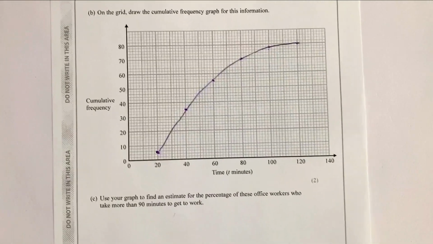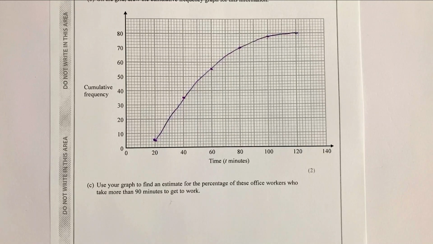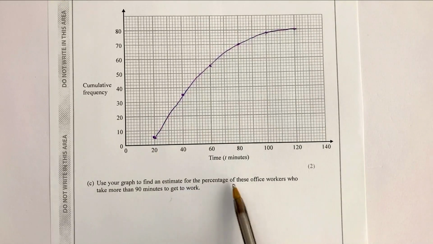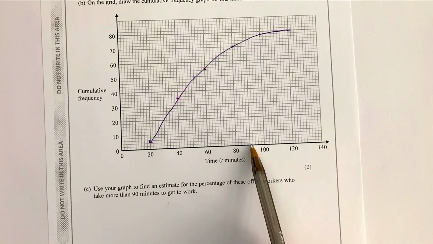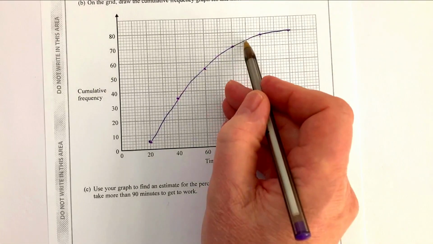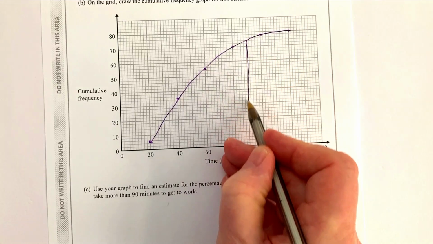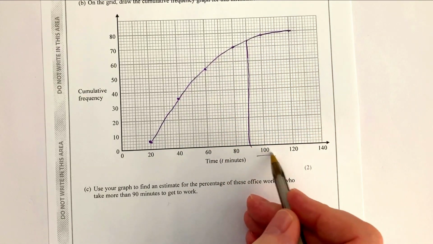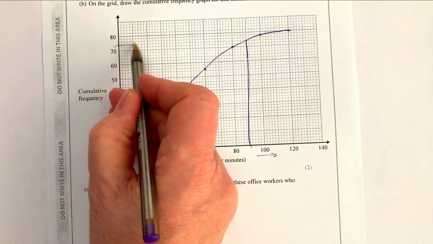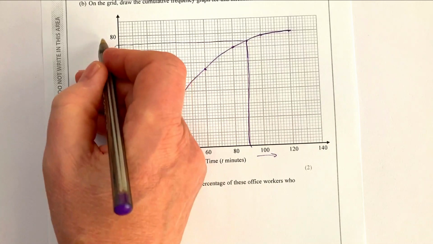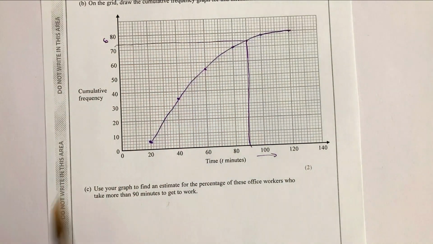And then it says the final question of this particular question number 11 is use your graph to find an estimate for the percentage of those office workers who take more than 90 minutes to get to work. Well, if we look at the actual graph, what we're interested in is this group here. So it's anybody who took more than 90 minutes. It's anybody after there. So if we look at this, it allows us to identify that there's actually 6 people between 74 and 80. So 6 people take longer than 90 minutes.